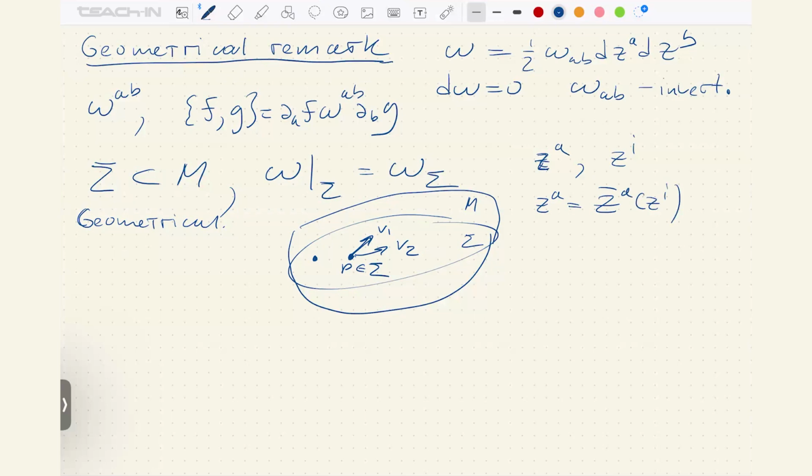So what does this equality mean? It means that if we have a point with coordinate ZI, it's a point on the surface, but at the same time, it's a point of M, a particular point. And on M, we have a coordinate system ZA. So we can ask, what are the coordinates of these points? And these are given by this ZA. So such an equality defines an embedding of sigma into M.